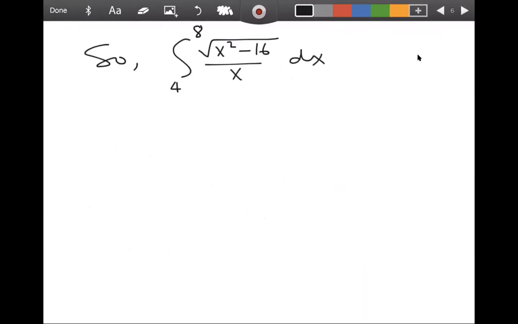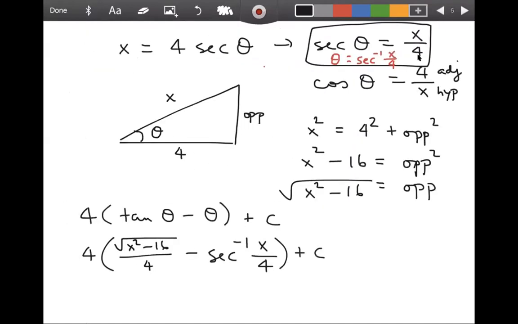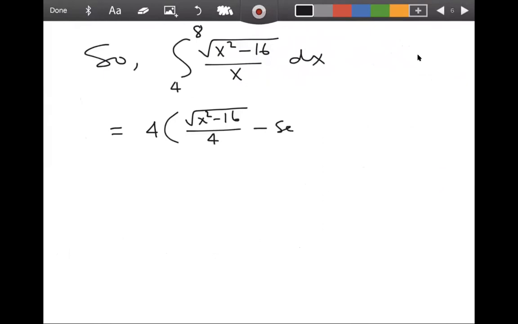Okay, so we've got our antiderivative for the square root of x squared minus 16 over x. That is 4 times square root of x squared minus 16 over 4, right? Minus the inverse secant of x over 4. So now we'll plug in 8, plug in 4. All right, so that is going to give us 8 squared is 64. 64 minus 16 is 48.